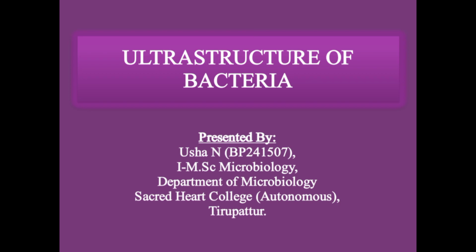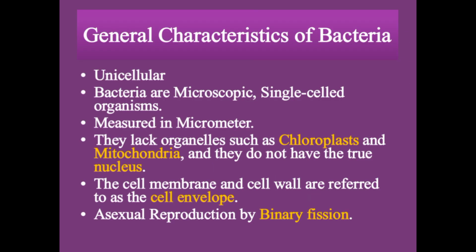In this video, we are going to see about the ultrastructure of bacteria. First, we will see the general characteristics of bacteria. Bacteria are unicellular organisms. They are microscopic single-celled organisms that are measured in micrometers. They lack cell organelles such as chloroplasts and mitochondria, and they do not have a true nucleus. The cell membrane and the cell wall are referred to as the cell envelope. Reproduction is asexual, by binary fission. However, some bacteria can also exchange genetic material among one another in a process known as horizontal gene transfer.